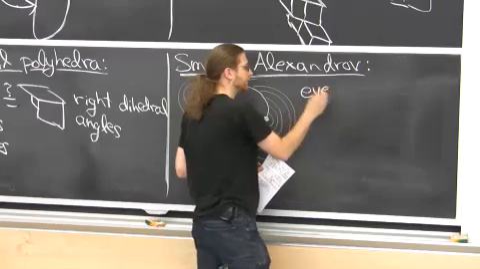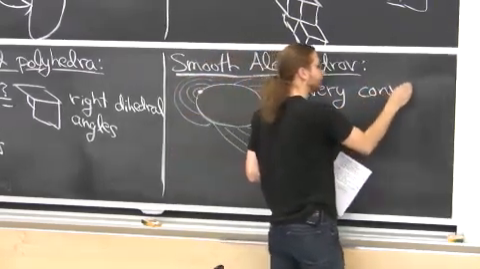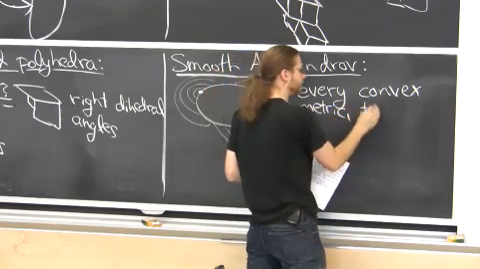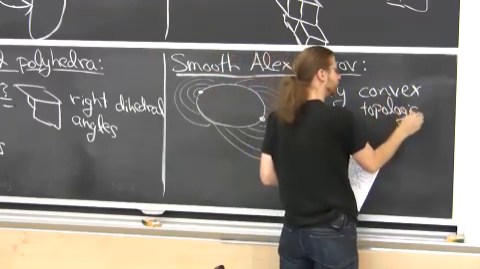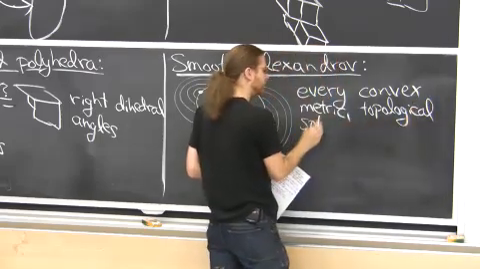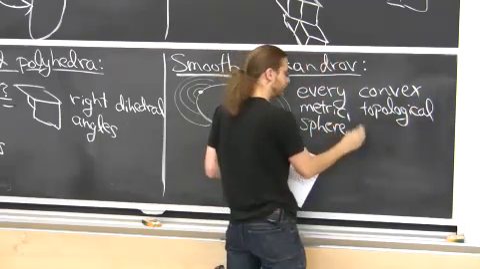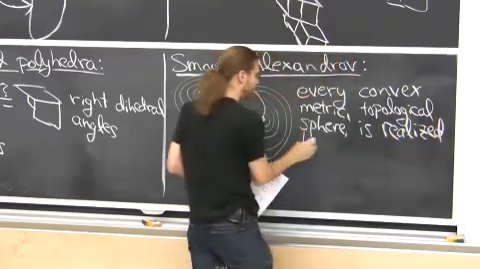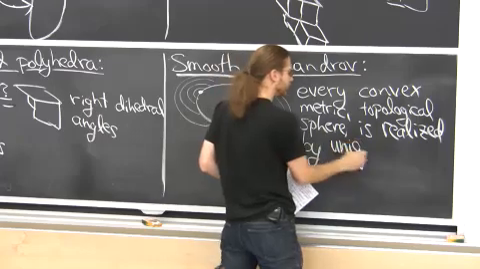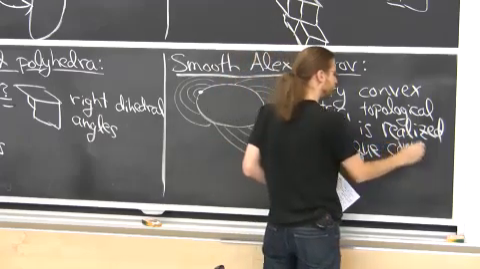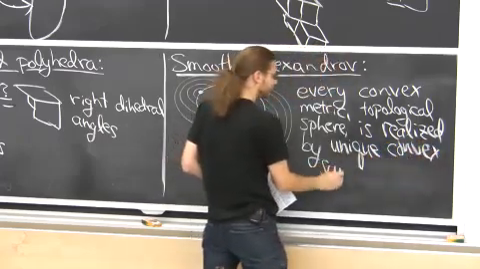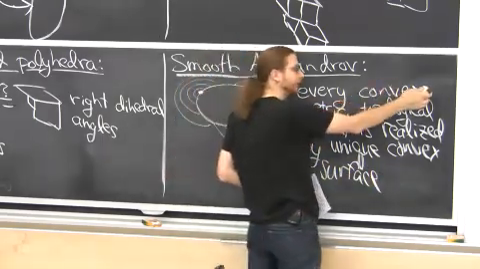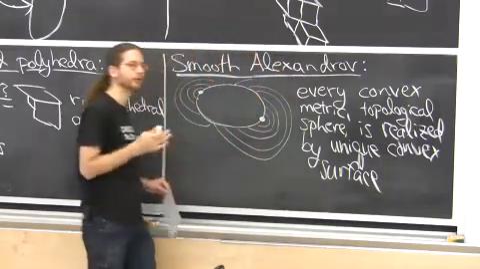So every convex metric that's topologically a sphere is realized by a unique convex surface. So Alexandrov's theorem was identical to this statement, except it also had polyhedral up here, that there were a finite number of points of non-zero curvature.